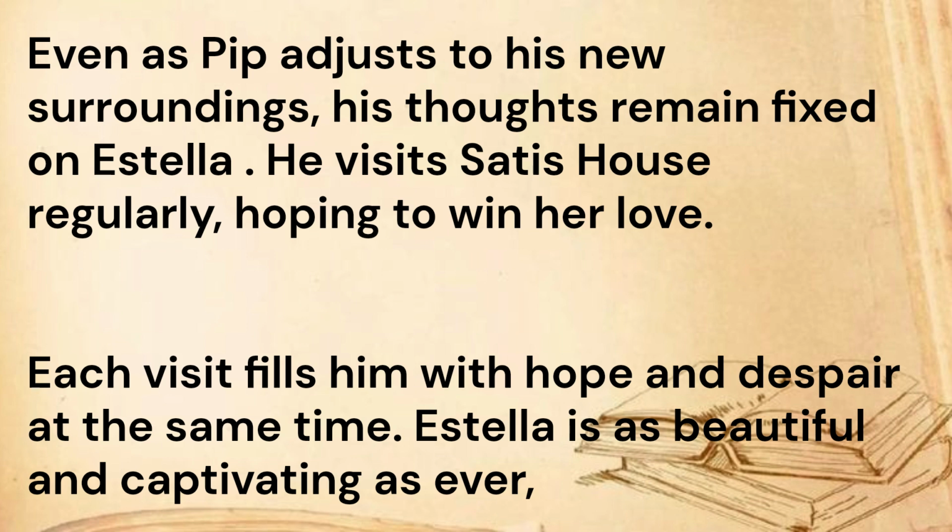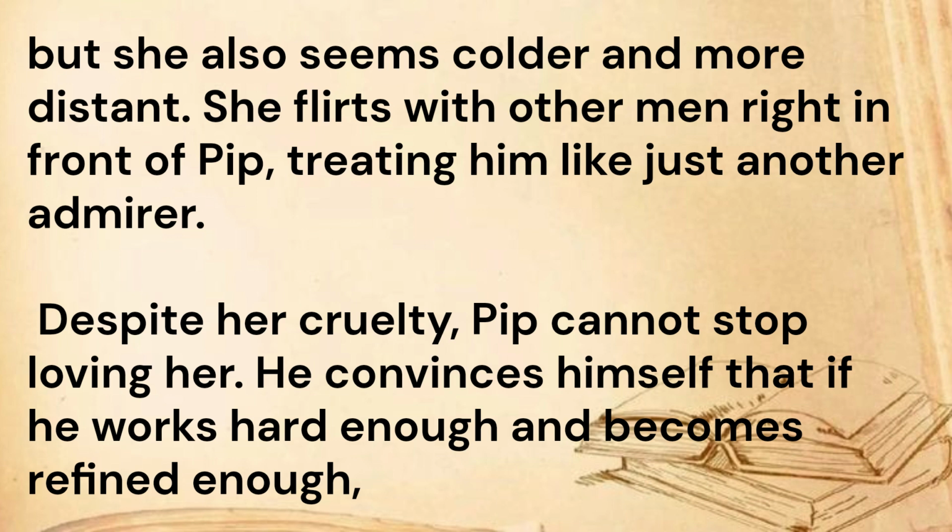Even as Pip adjusts to his new surroundings, his thoughts remain fixed on Estella. He visits Satis House regularly, hoping to win her love. Each visit fills him with hope and despair at the same time. Estella is as beautiful and captivating as ever, but she also seems colder and more distant. She flirts with other men right in front of Pip, treating him like just another admirer.